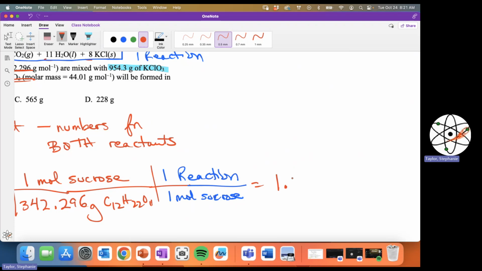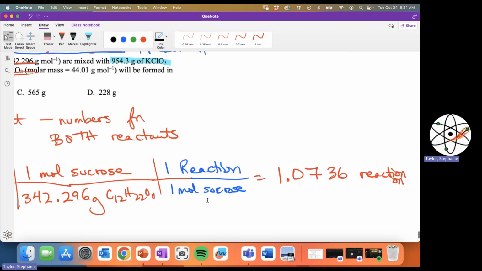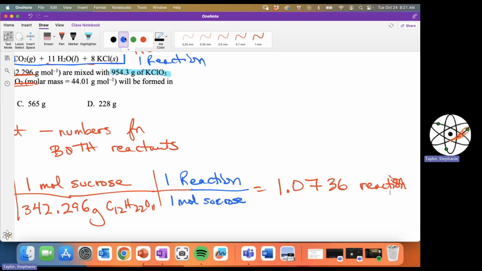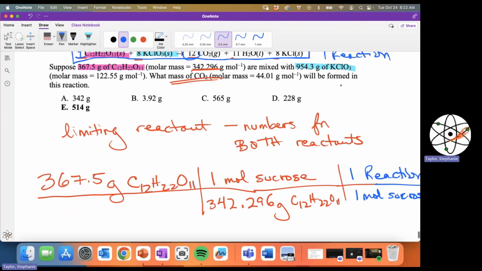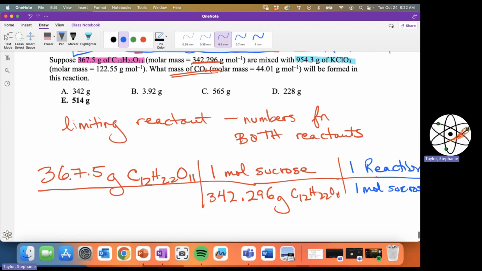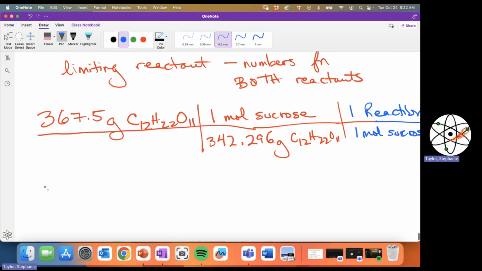So if I could actually use all of my sucrose, I could do this many of my recipes, this many of my reactions. Let's see if I actually have enough to do that. So there's 1. Then my other one is to deal with the potassium chlorate. So this is 954.